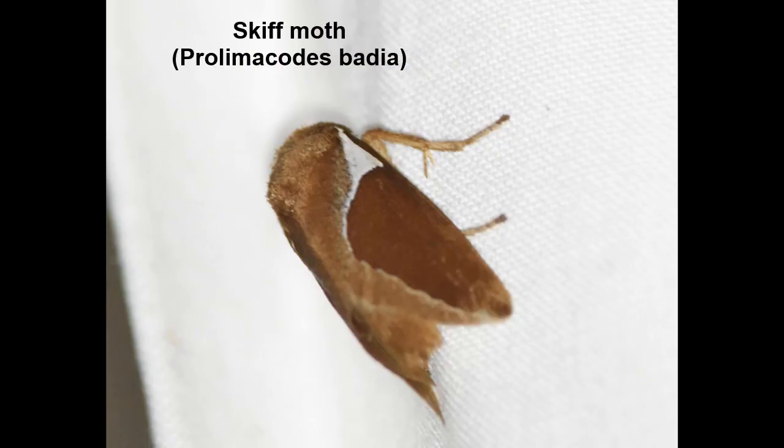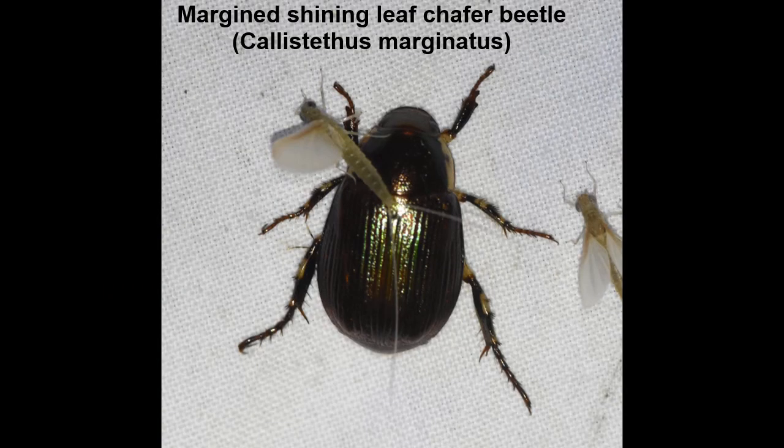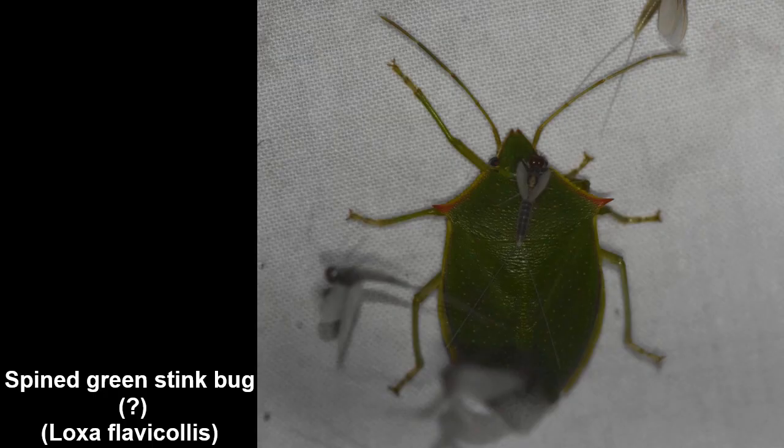This is a skiff moth, which I see pretty often when I'm out here. This is some type of leaf-footed bug. I'm not sure which species. Margined shining leaf chafer beetle. These are really attractive and kind of a metallic color. There's a reed-boring crambid moth. I see those a lot too. A spined green stink bug. Not sure if that's the right ID.